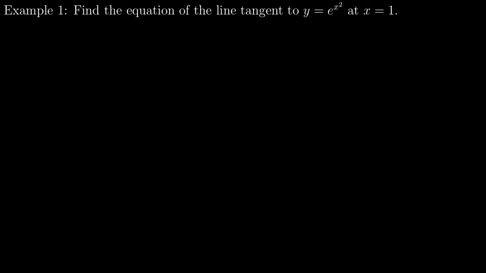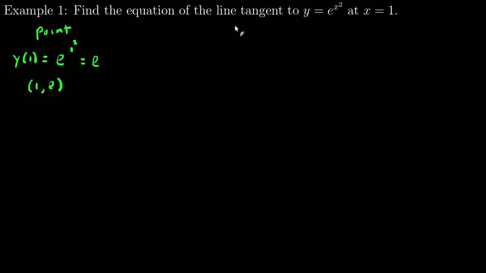Now in our first example, a lot of students have trouble with taking the derivative of e to the x squared because it's so simple, pretty much. So let me find the equation of this tangent line. The first thing we're going to find is the point. In order to find the point, I just evaluate y at 1, and I get e to the 1 squared. 1 squared is 1. e to the first is e. So my point is (1, e).